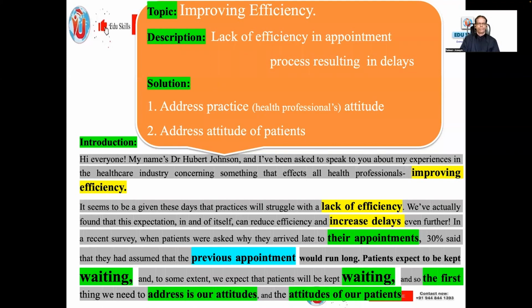You hear a presentation given by Dr. Hubbard Johnson, who is talking about ways to improve efficiency.